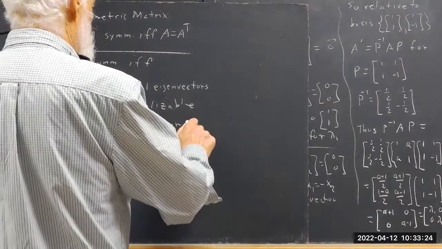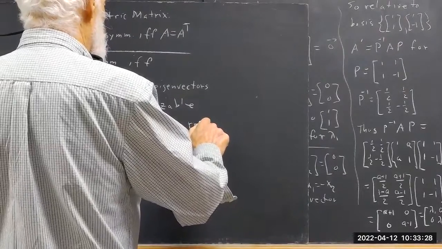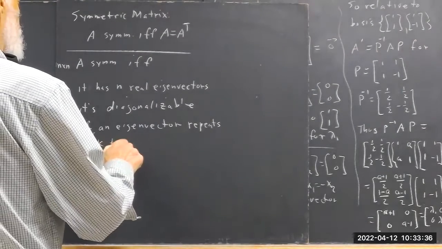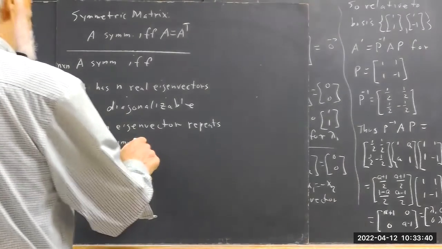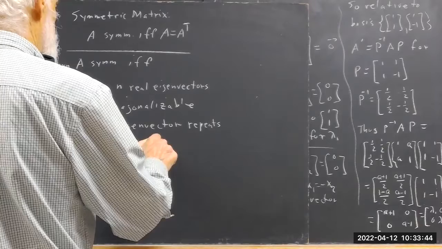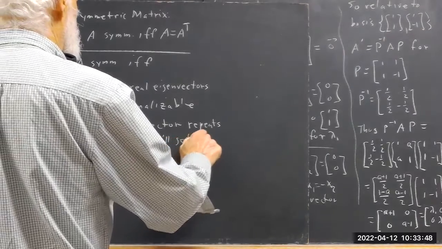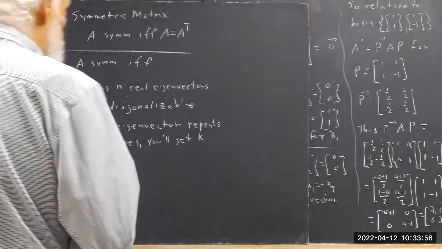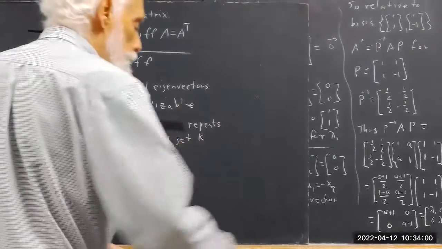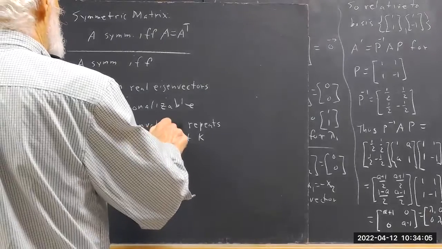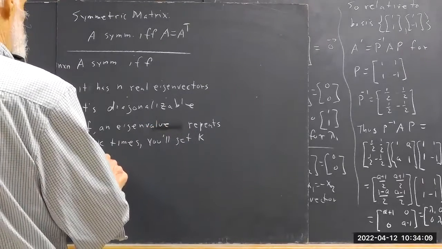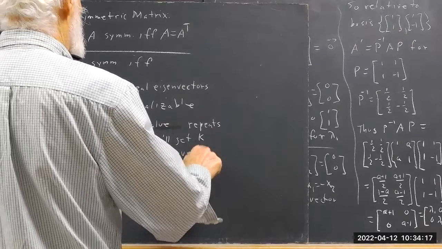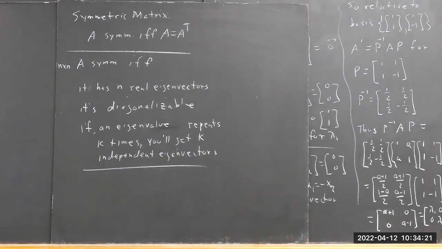I'm paraphrasing the way it's stated in the book. Maybe this is more intuitive, maybe it's a bad statement. If an eigenvalue repeats k times, you get k independent eigenvectors. Eigenvectors don't repeat, eigenvalues repeat. An eigenvalue repeats k times, you get k independent eigenvectors.